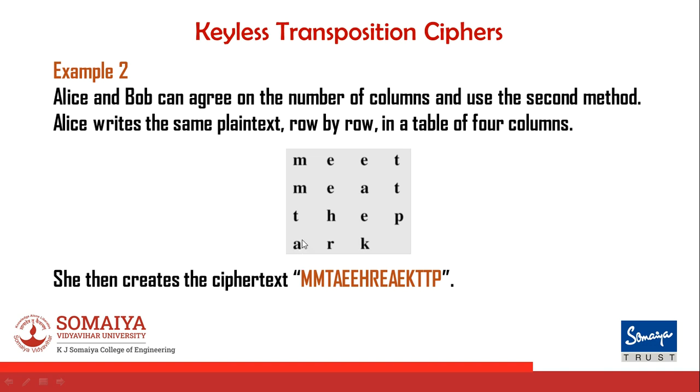Alice will collect the first column, second column, third column, like this, and gets this ciphertext. Again, here no key is used. By collecting the respective columns, I get the ciphertext. So this is how the transposition works. In my transposition cipher, the same set of symbols involved in my plaintext is involved in my ciphertext.